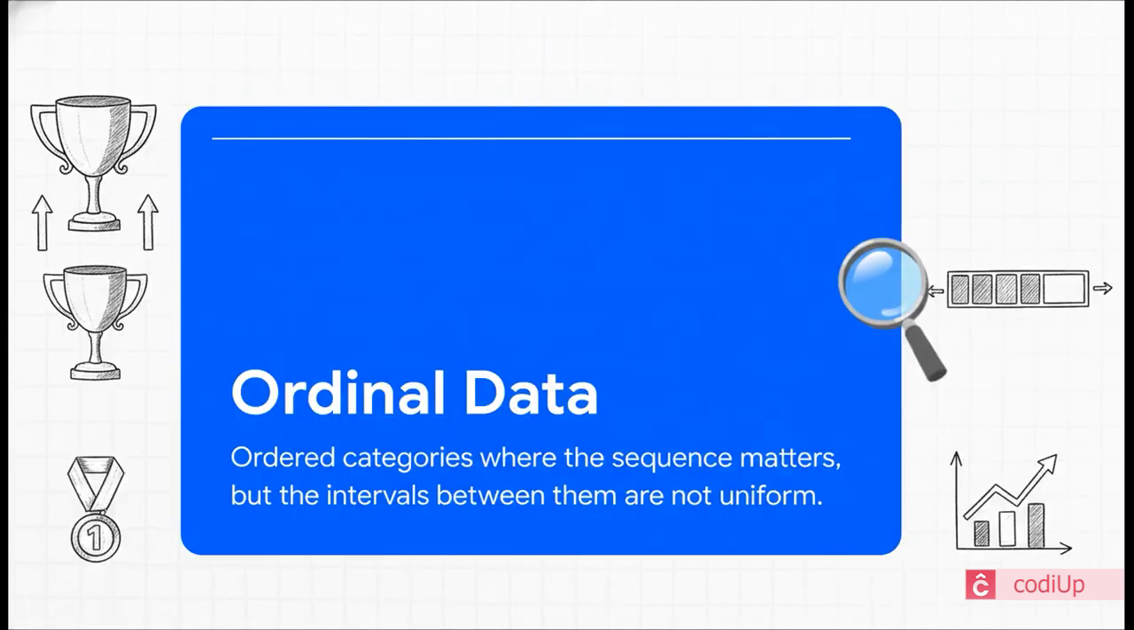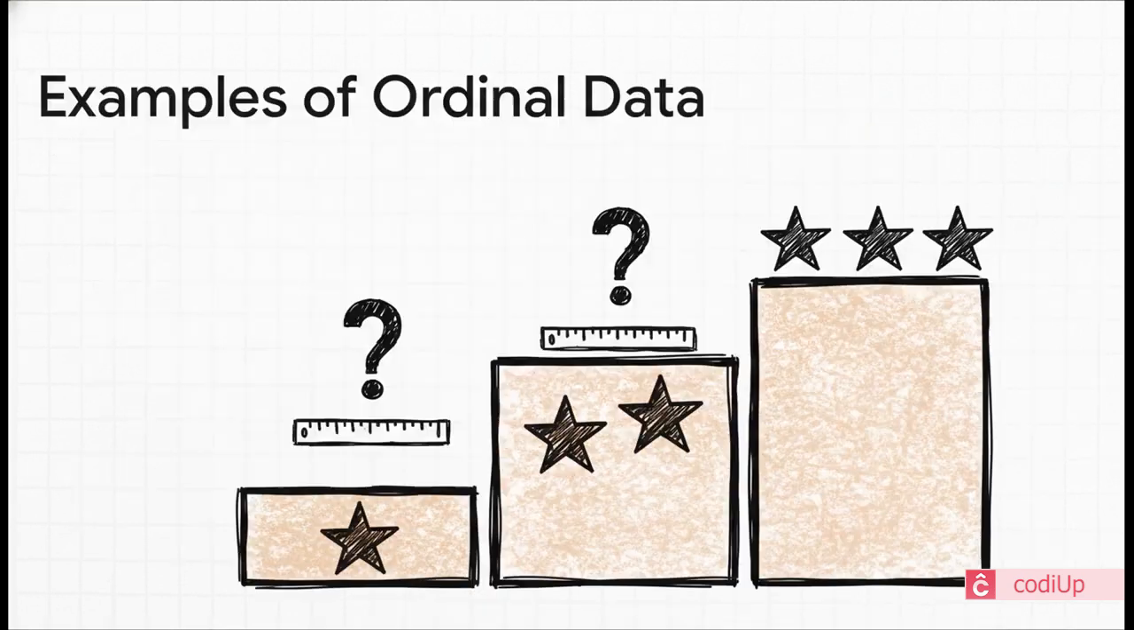Okay, next up in the categorical family, we have ordinal data. Now, we're still dealing with categories, but here, the order of those categories really matters. There's a clear ranking involved. A perfect example is a restaurant review. We all know that best is higher than better, and better is higher than good. The order is obvious, but here's the catch. We have no idea if the gap between good and better is the same as the gap between better and best. Those intervals aren't uniform.